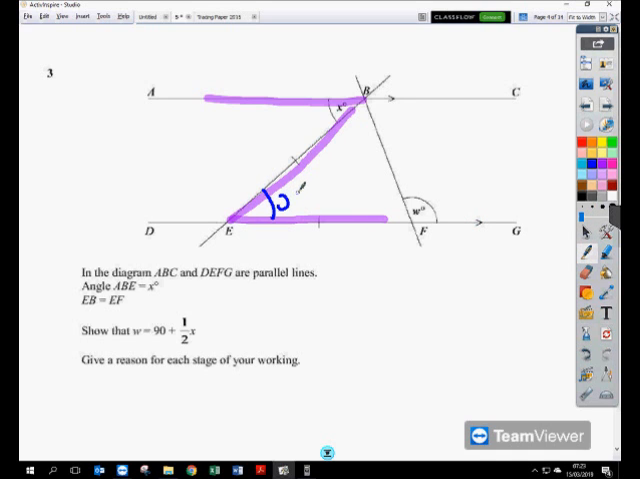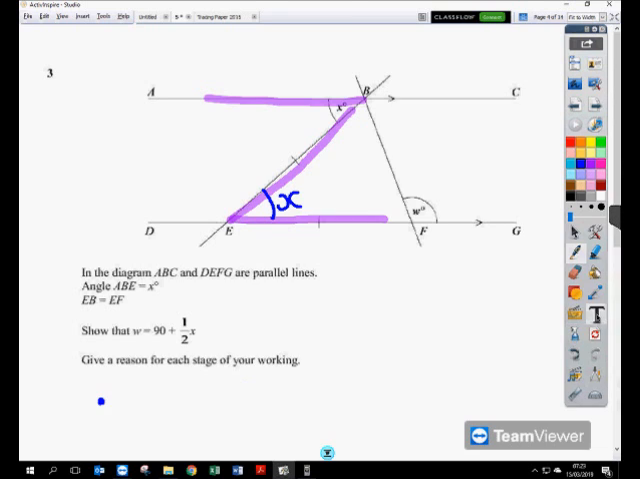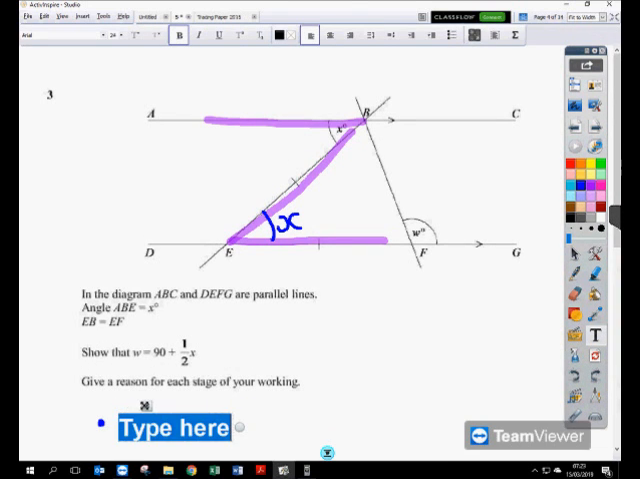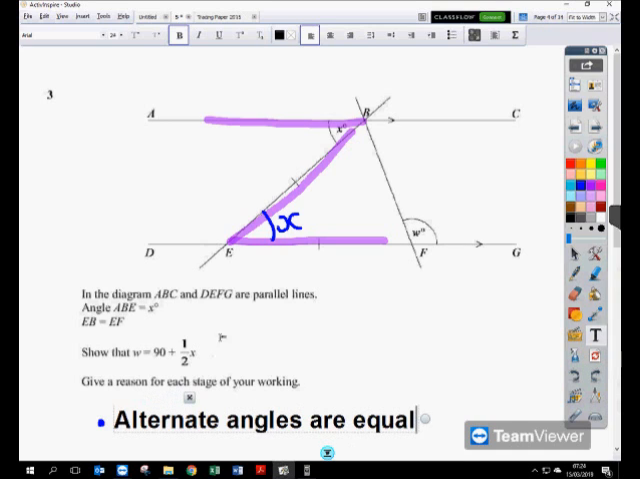So that means that this angle is angle X. And then you can bullet point this. They're absolutely fine with that. The reason for the Z is because it's an alternate angle. So alternate angles are equal.